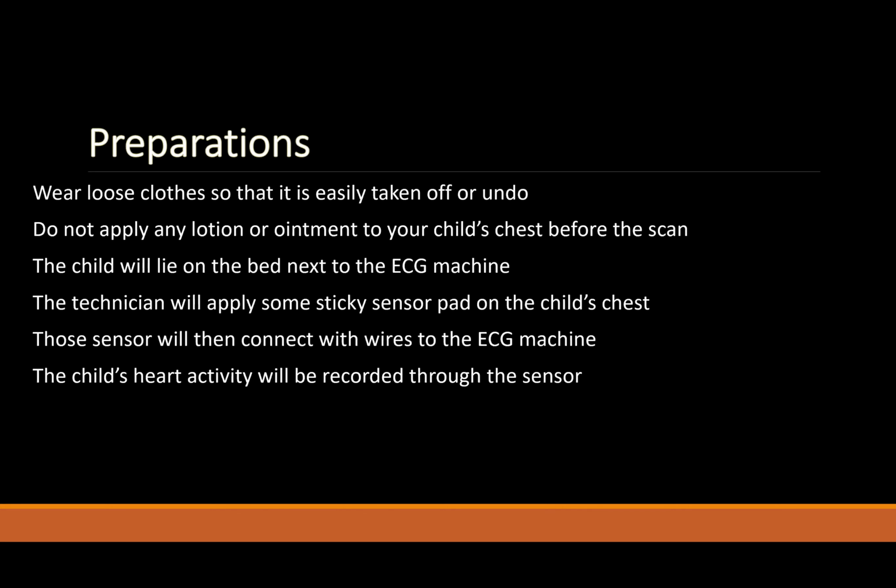So this is the preparation that we need to do for the ECG. We have to wear loose clothes so that it is easy to take off or undo. And do not apply any lotion or ointment to your child's chest before the scan. We ask the child to lie on the bed next to the ECG machine, and the technician will apply some sticky sensor pads on the child's chest. Those sensors will then connect with wires to the ECG machine, and then we can record the heart activity of the child. Next.